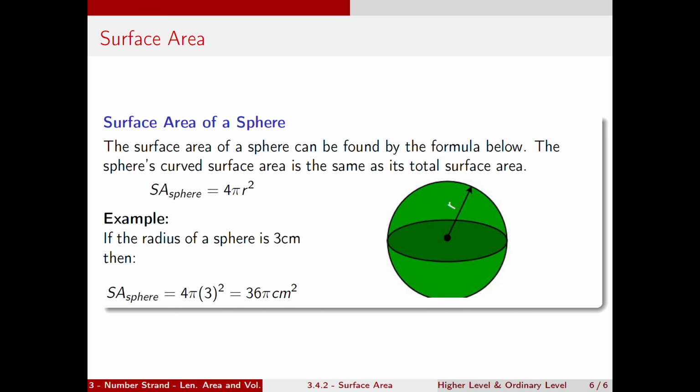If we look at an example, if the radius of the sphere is 3 centimeters, then the surface area of the sphere is 4 pi times 3 all squared, which is equal to 36 pi centimeters squared.